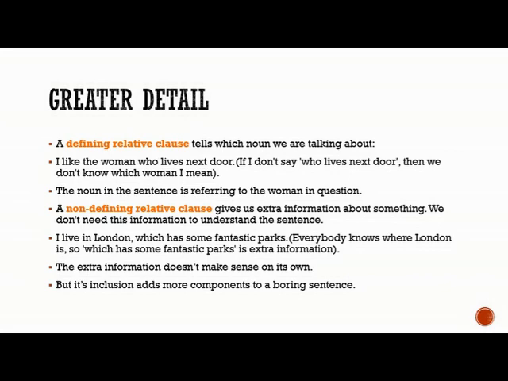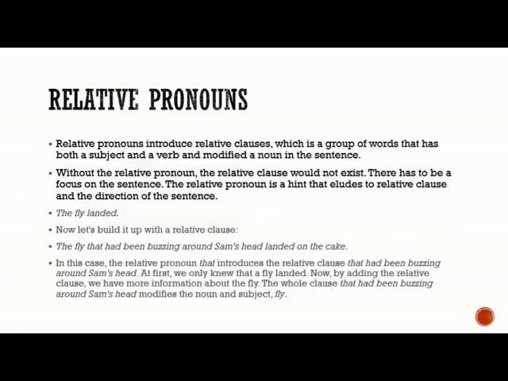A non-defining relative clause gives us extra information about something. We don't need this information to understand the sentence. I live in London, which has some fantastic parts. Everybody knows where London is, so which has some fantastic parts is extra information.